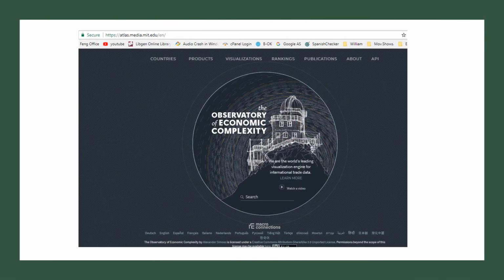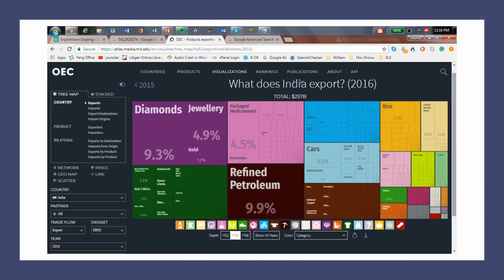Another one, and I talked about this in class, was the Observatory of Economic Complexity, which deals with trade data. So for example, this is the exports from India in 2016. Now this page shows what were the specific exports. Notice that their biggest exports are diamond jewelry and refined petroleum. Okay, but it's also going to show where these exports go to.